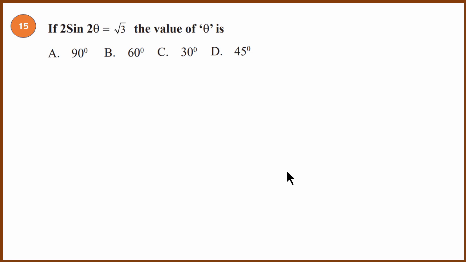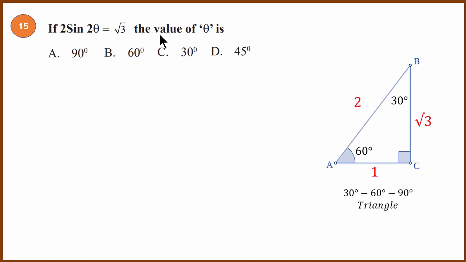2 sine 2 theta equals root 3. So they've given 2 sine 2 theta equals root 3. What is the value of theta? How do you solve this? We will use this 30, 60, 90 triangle. What is the meaning of this triangle? It says that sine 60 is root 3 by 2, and cos 60 is 1 by 2. I use this triangle because it is easier to remember than remembering all the key values.